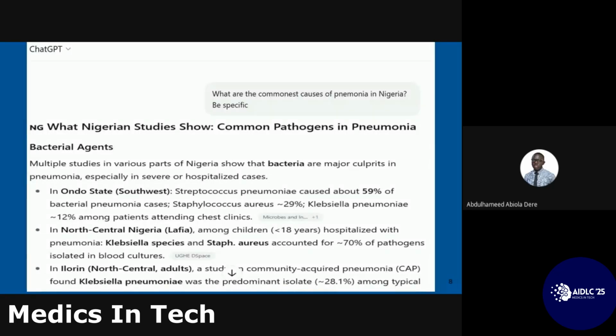Now, look at this example. This same pneumonia that I'm talking about, I then asked ChatGPT, what are the commonest causes of pneumonia in Nigeria? And I told it, be specific. Now, I've done 2 things. Number 1, I've told it to be specific. And number 2, I have also contextualized my pneumonia, that I'm not interested in any other thing, but I'm interested in what are the commonest causes of pneumonia in Nigeria. And you can see the output now. You can see that the output is totally different.